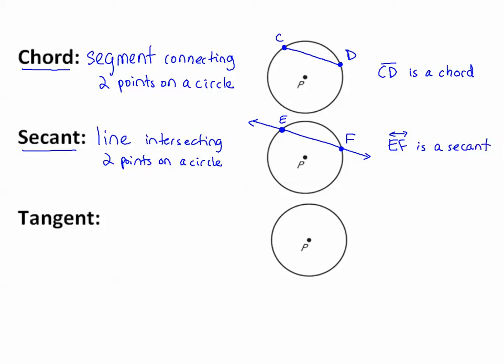So notice that a chord and a secant look very much like each other, but a chord is a segment while a secant is a line. So a chord and a secant, almost the same thing, but they're segments and lines.